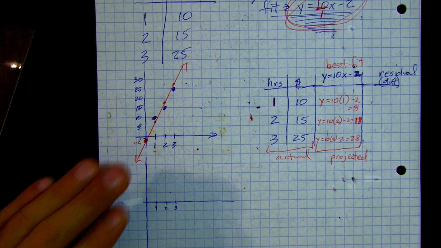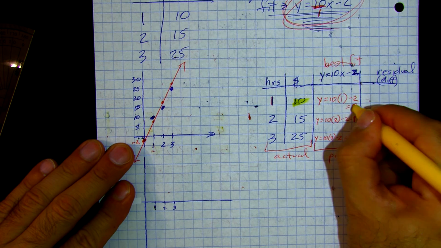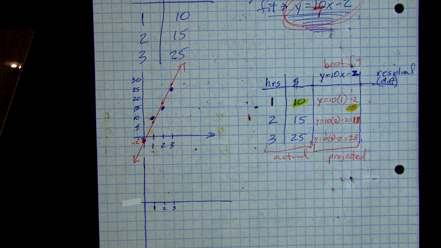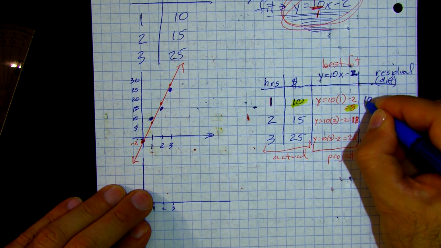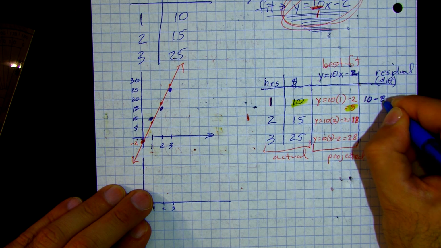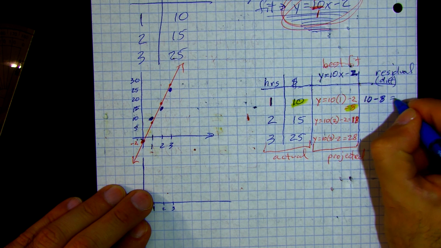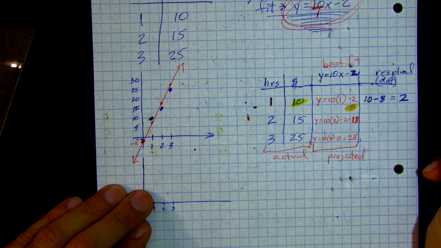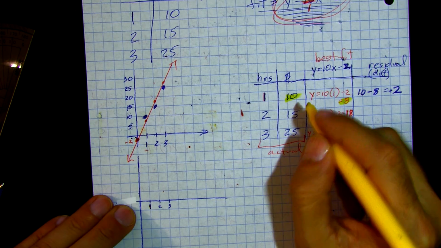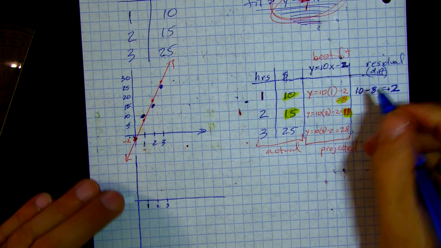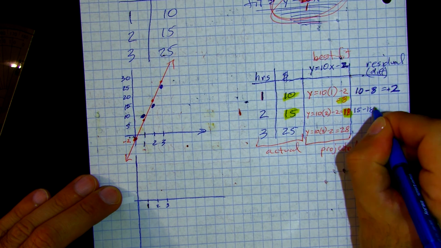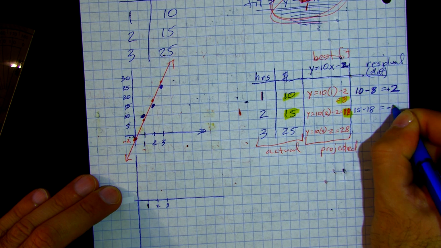All right. So we have the actual, we have the projected, and now to figure out how far off the actual is from the projected, we go 10 minus 8. It's just the actual minus the projected, and we get 2. The residual for hour 1 is 2, positive. Okay. Let's do it for the next one. The actual money I have is 15. The projected was 18. So let's see how far off that is. 15 minus 18. Oh, I was off by negative 3.